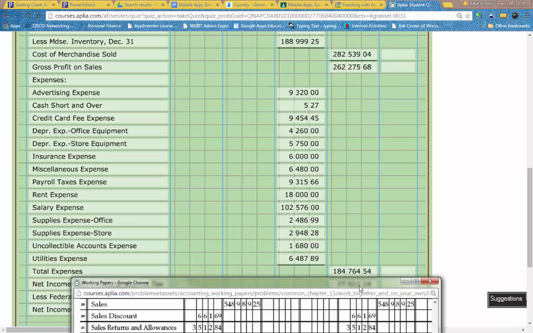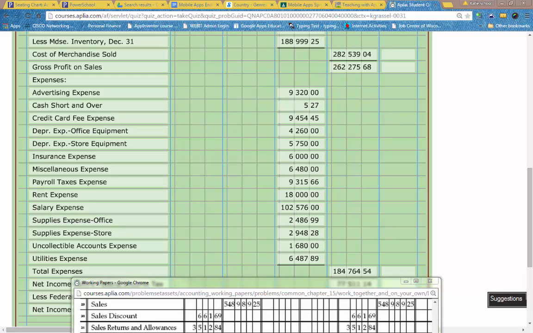Your cents? On which one? Do you have 54 cents here? That is your total expenses. There you go. That is your problem. 10 cents. You keep subtracting all the way down.